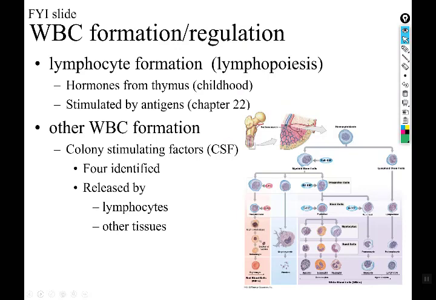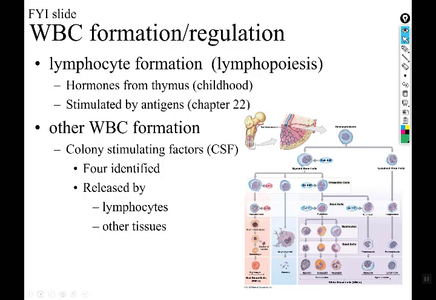So we didn't really talk about the thymus in the endocrine system chapter because it's this weird crossover gland that does secrete hormones, but it's also involved in the production of white blood cells, and so it seems more appropriate to discuss that when we talk about the lymphoid tissues.